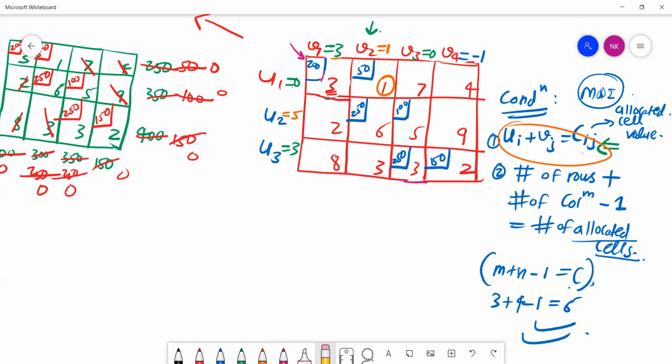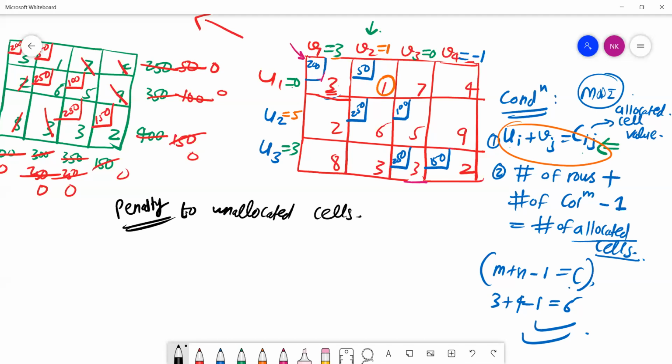The reason is that we are providing the penalty to the unallocated cells, depending on the values of U and V. Once I write the formula of this penalty, you will get the idea, and I will explain it in more detail. Okay, so we have obtained this particular matrix with the values of U and V. Now the next step is the penalty to unallocated cells.